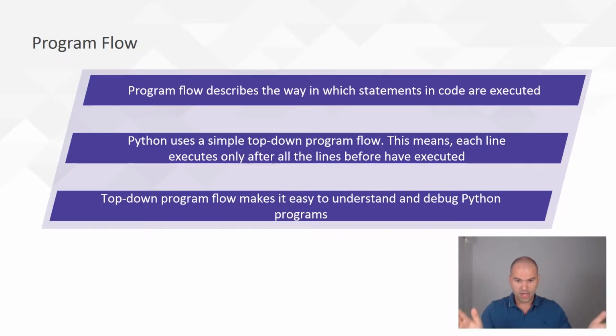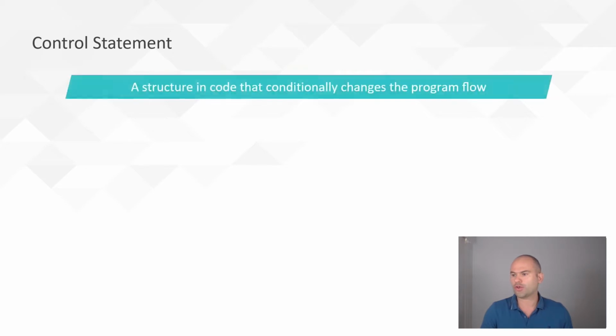And it executes this way, and it's plain to understand until you reach something like a control statement, at which point a program sort of branches. It takes the if route here or the else route there, or maybe one of the elifs. So we're going to get into what that means. A control statement is a structure that conditionally changes the program flow.